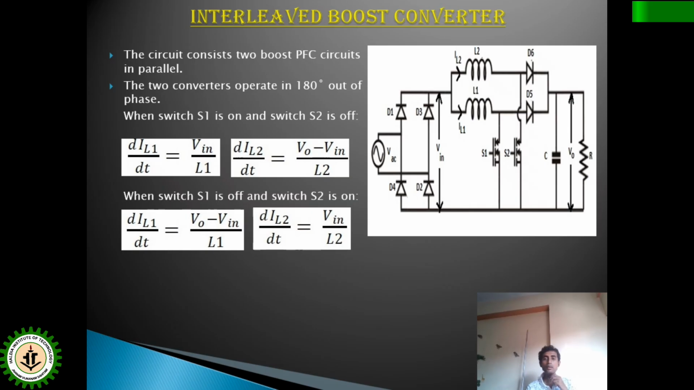In this way, the ripples in the inductor current, and in that process in the input current, can be reduced. So that will hugely improve the total harmonic distortion. The harmonics can be totally eliminated by giving the pulse widths to the switches S1 and S2 which are 180° out of phase. So this is the advantage of the interleaved boost converter.